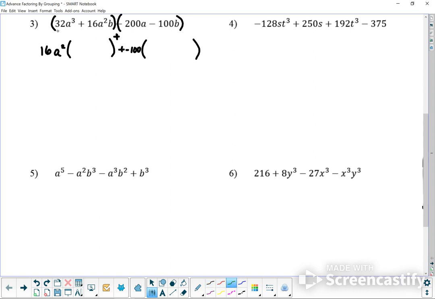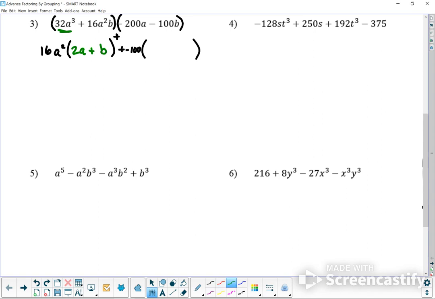I'll use green. So 32a to the third, factor out 16, meaning 32 divided by 16 is 2. A to the third, factor out 2 of them will leave me with a. Okay, plus 16 divided by 16 is 1, which I don't need to write down. A squared divided by a squared is 1, which I don't need to write down. And you have b left over.